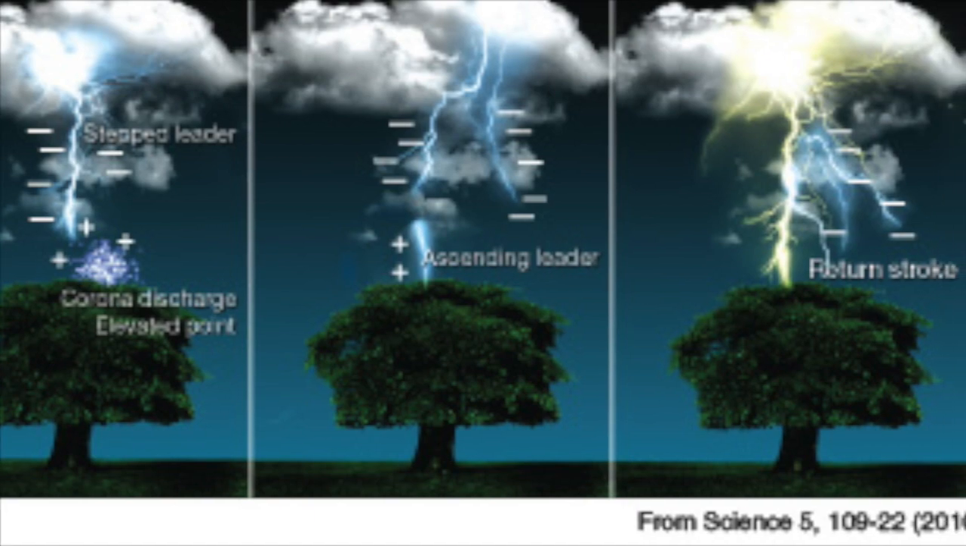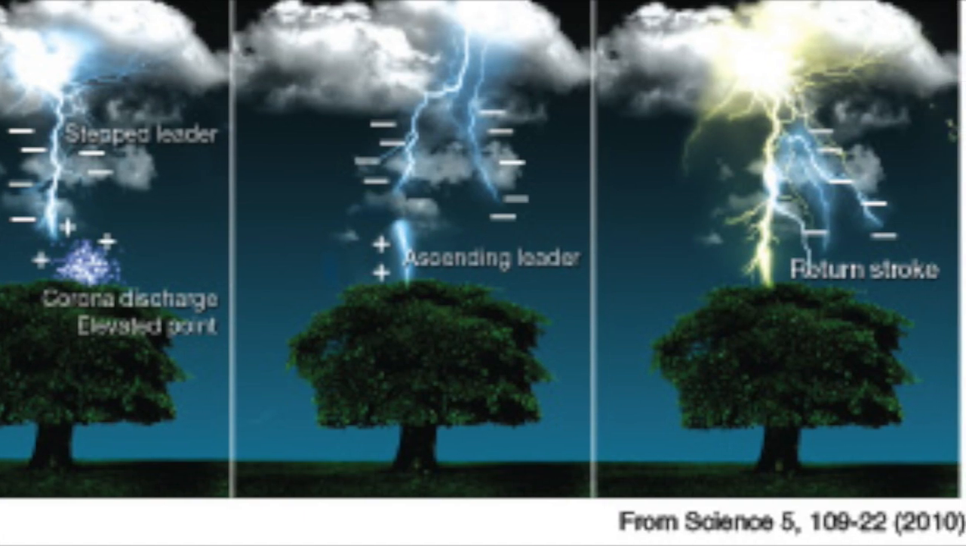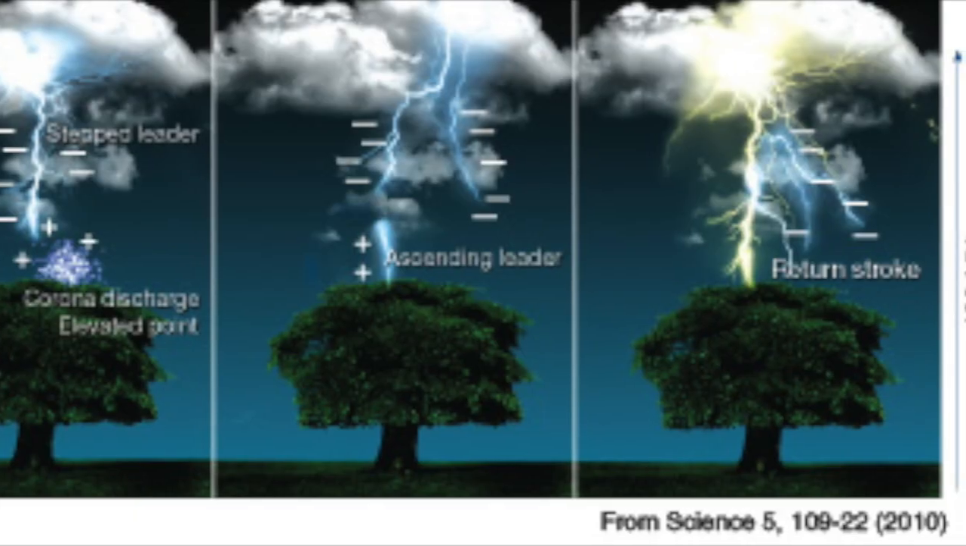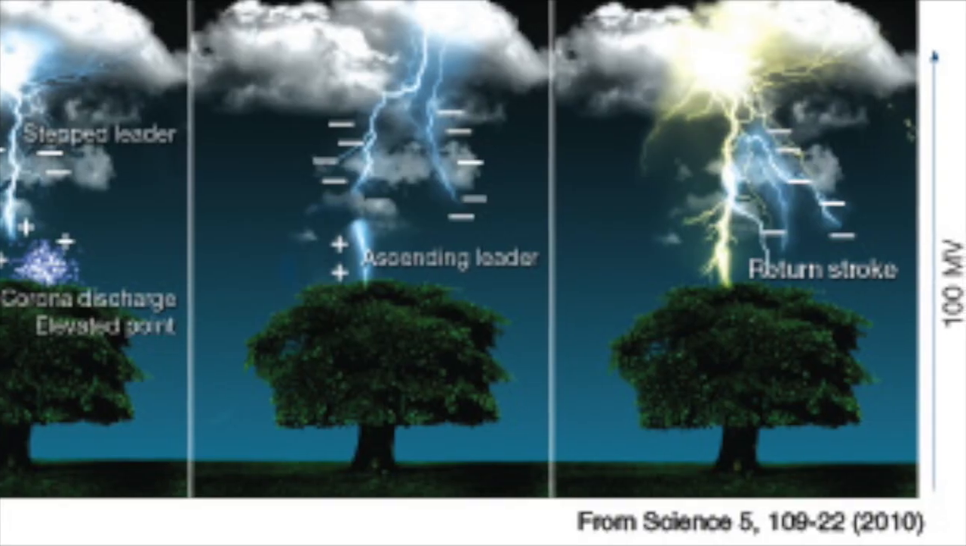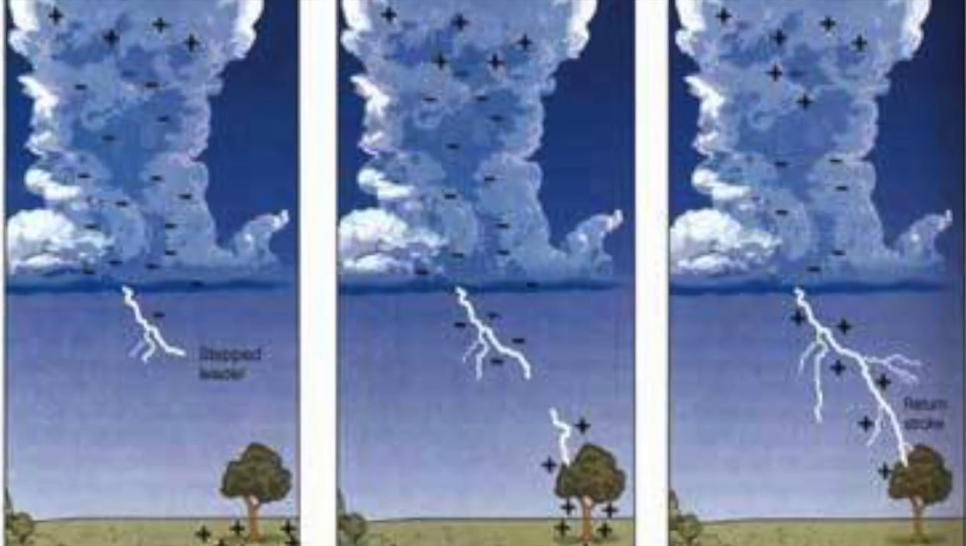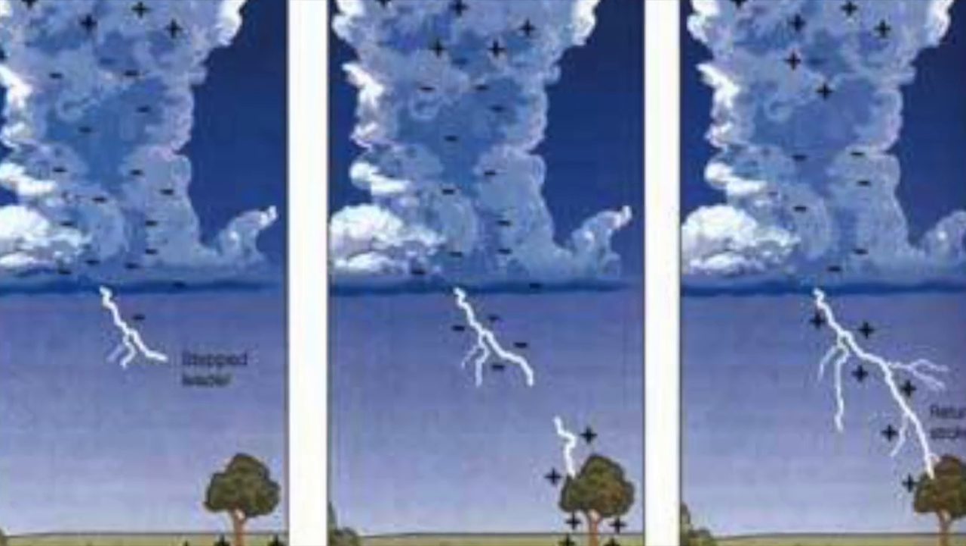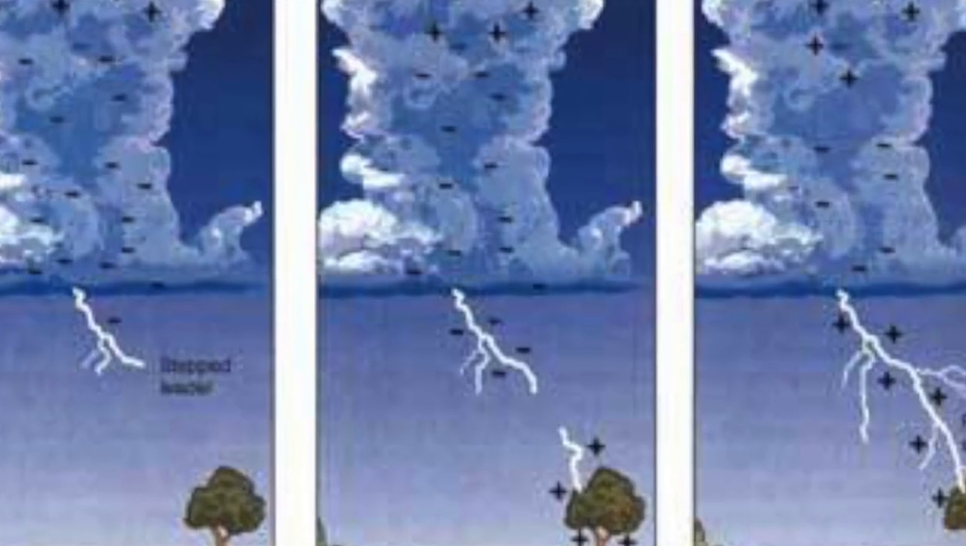The enormous and rapid flow of charge along this pathway between the cloud and the Earth hits the surrounding air, causing it to expand violently. The expansion of the air creates a shockwave that we observe as thunder.